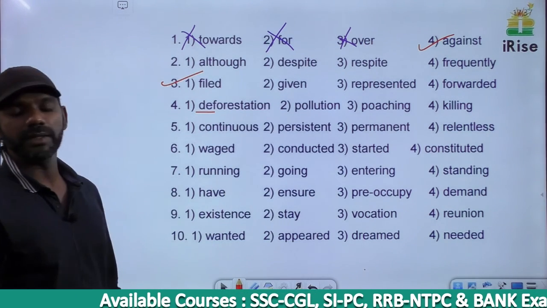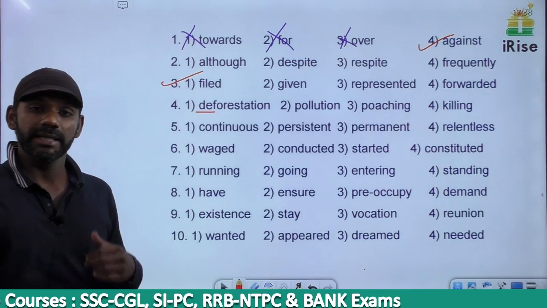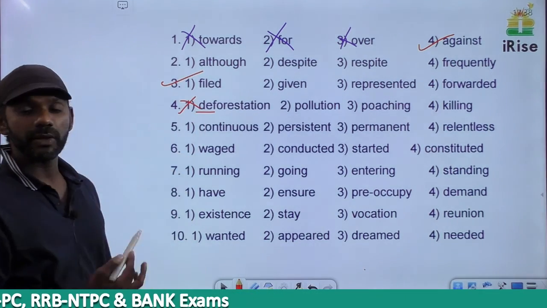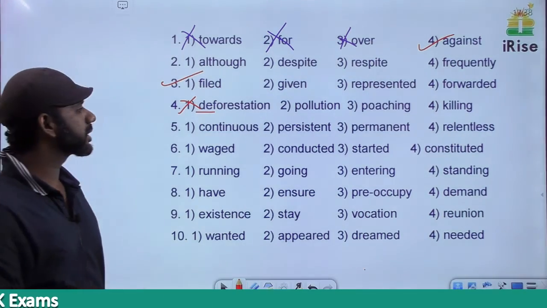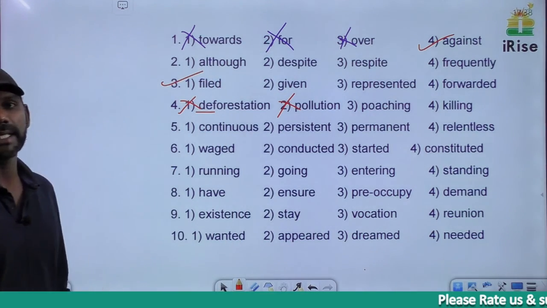Deforestation is a negative word because DE is a negative prefix. Cutting down trees is nowhere related to the context, eliminated. Pollution is also nowhere talked about in that context. It doesn't match the context, eliminated. We have two options left, poaching and killing.